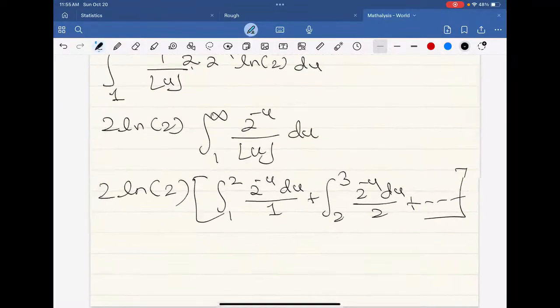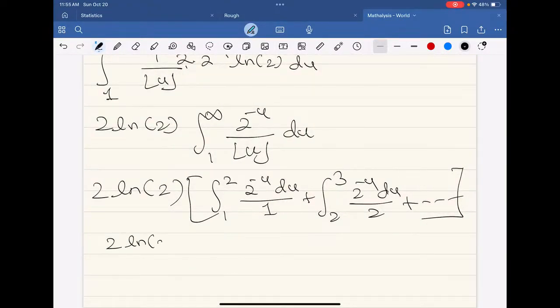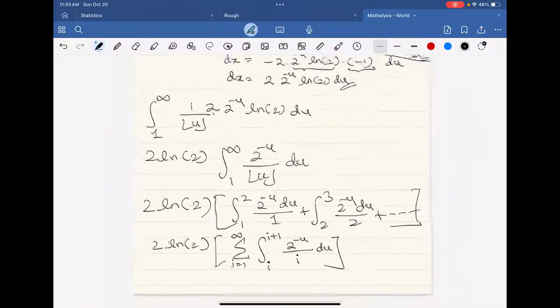So what I'm trying to do is write this integral as the sum from i equals 1 to infinity of an integral from i to i plus 1. You see that? Yeah. The integral from i to i plus 1 of 2 to the power minus u by, this thing will just be i, du. Okay. Now let's continue in the next page.